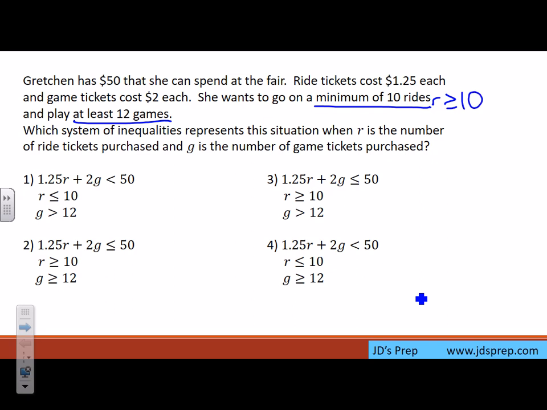For the at least 12 games, it's the same idea. In order to play at least 12 games, she can play 12 games or more, which means she would need to purchase 12 or more game tickets, which would again be greater than or equal to.